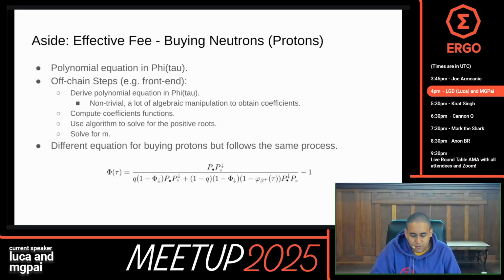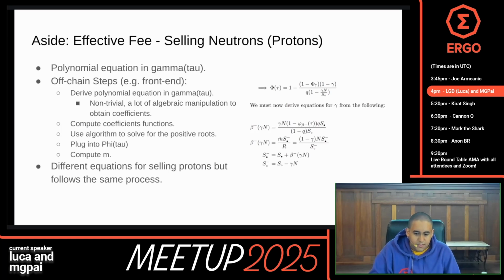So you end up getting a polynomial, and deriving the coefficients for this polynomial is a lot of algebra. Then you have to write an algorithm to compute the coefficients based on how many stablecoins the user wants, then find the roots, and the root is the value of the effective fee, and for that you can solve for m, which is how much erg they'd have to provide. And it's the same process for buying just one if you just want to buy protons, but it's a different equation, but it's the same process.